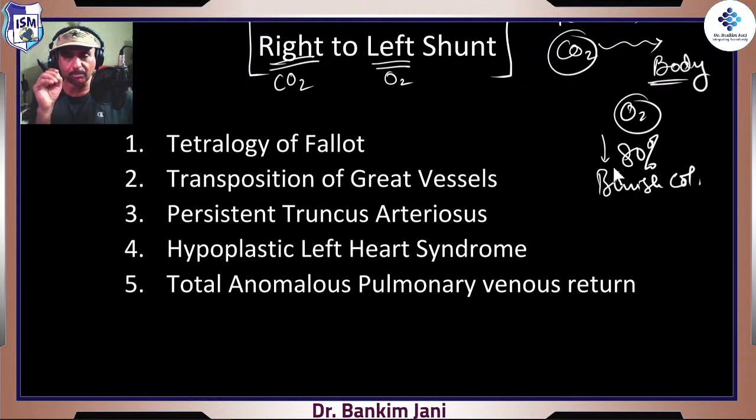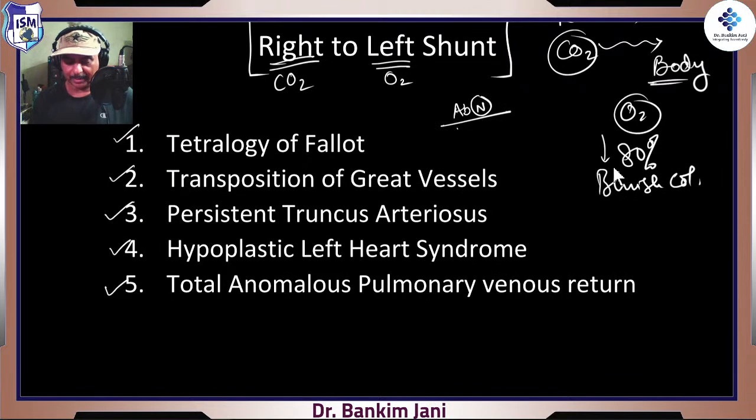Now I'll tell you, this is all permutation and combination. After today's session, you will find that whatever is possible, everything can be done by nature. We'll go from tetralogy of Fallot to transposition of great vessels, persistent truncus arteriosus, hypoplastic left heart syndrome, and then total anomalous pulmonary venous return. Right from the top to bottom, as you progress, you'll find that complexity is increasing like anything. So many things are getting added one after another. But it is fun. The basic principle remains the same. As I told you on the first day, all you need to think is, where is the problem, where is that abnormality?